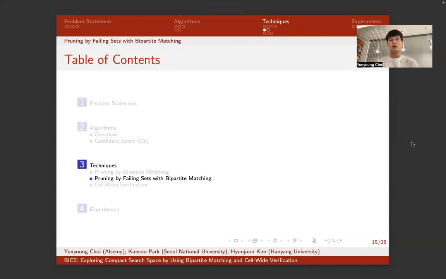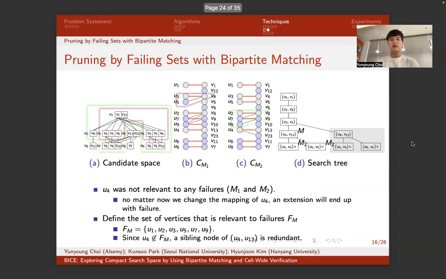Now I'm going to talk about the second technique, pruning by failing set with bipartite matching, which is a technique that prunes out redundant search space in the search space. Figure A displays the candidate space, while figure D represents the search space generated from the candidate space. Let's assume that we return to the partial embedding M after exploring M1 and M2.